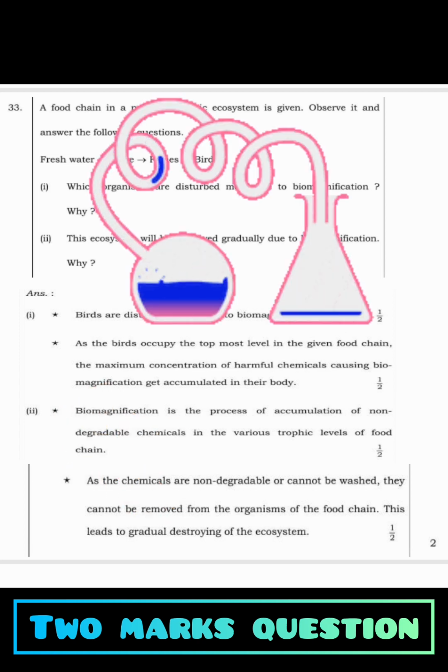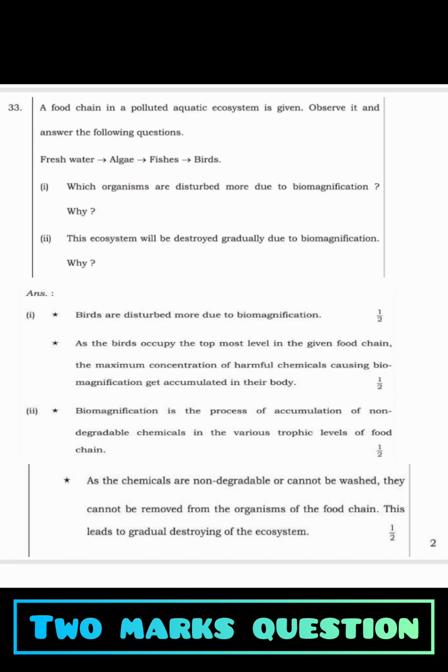And for the second question, biomagnification is the process of accumulation of non-degradable chemicals in the various trophic levels of a food chain. So this is for half marks. As the chemicals are non-degradable, they cannot be washed out or removed from the organisms of the food chain. This leads to a gradual destruction of the ecosystem. For this you will get half marks.